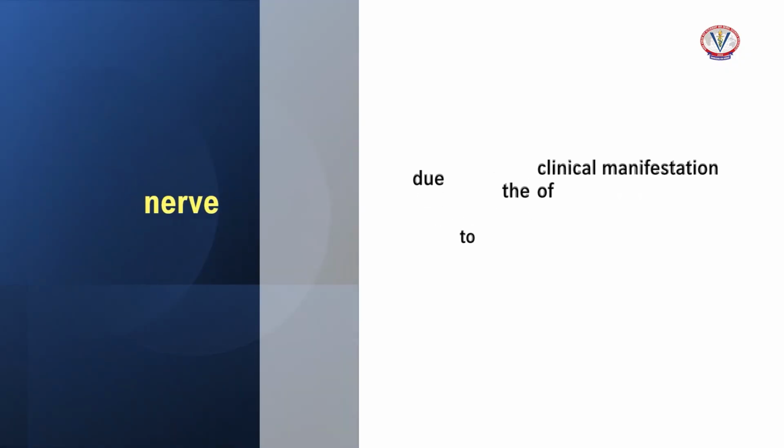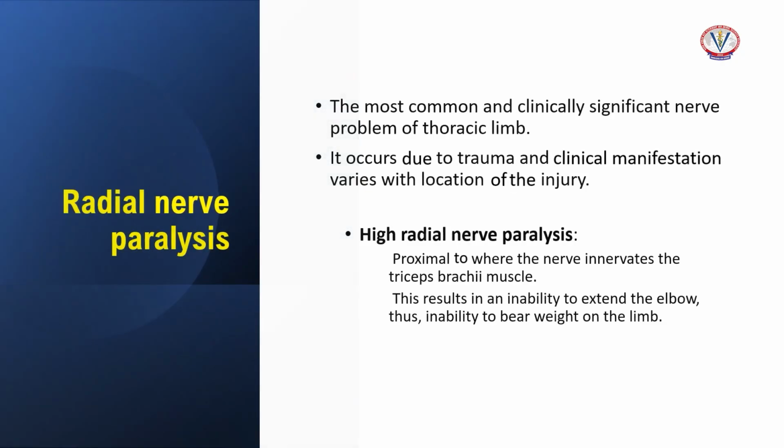The radial nerve paralysis is the most common and clinically significant nerve problem of the thoracic limb. It occurs due to trauma. Clinical manifestation varies with the location of the injury. The high radial nerve paralysis occurs when the injury is proximal to the area where the nerve innervates the triceps brachii muscle, and this results in an inability to extend the elbow, thus inability to bear the weight of the limb.